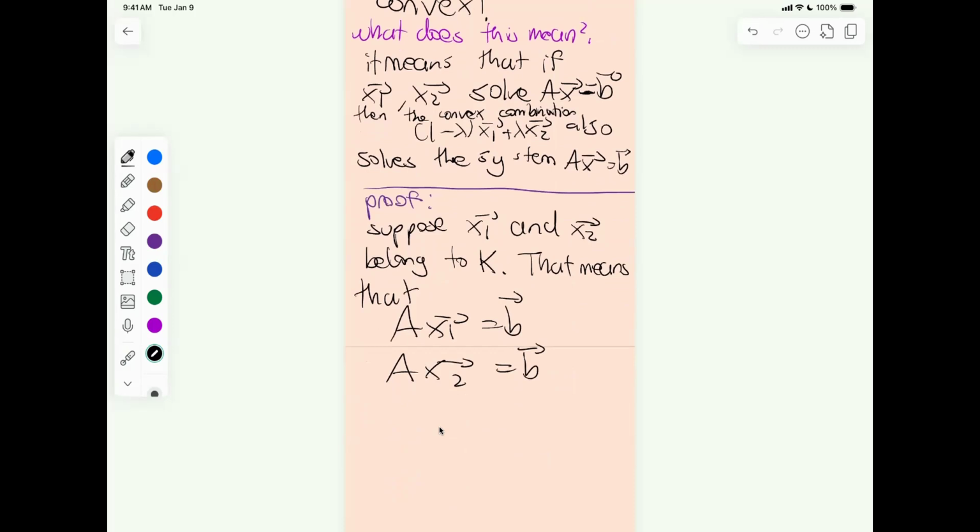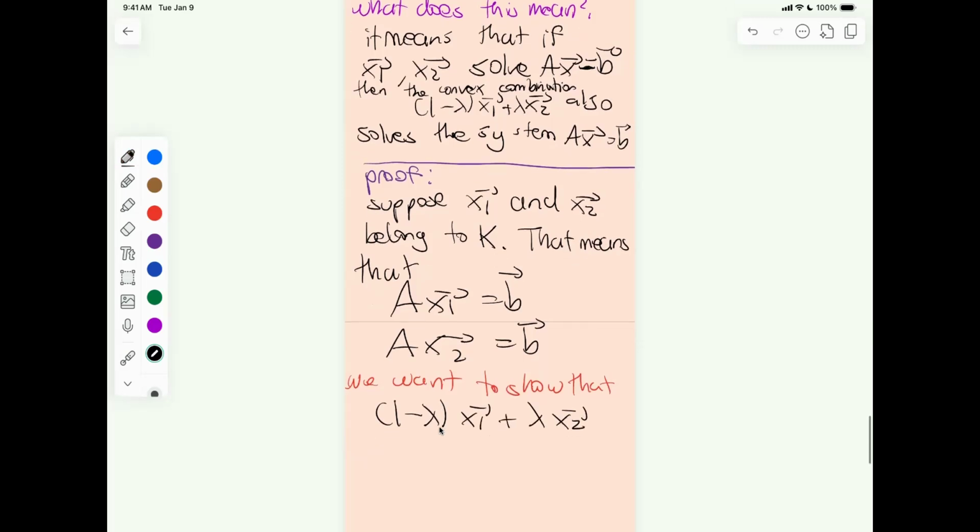So far so good, everyone with me? That's just what it means to have two elements of K, that you have two solutions to the system of equations. So now the crucial part is that we want to show that (1 minus lambda) x1 plus lambda x2 is also in K, right? Because that's the condition for the line segment to be in K, okay?